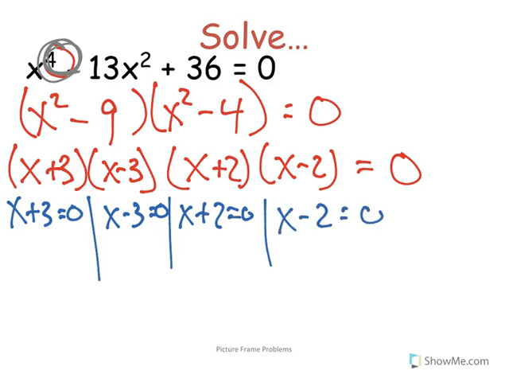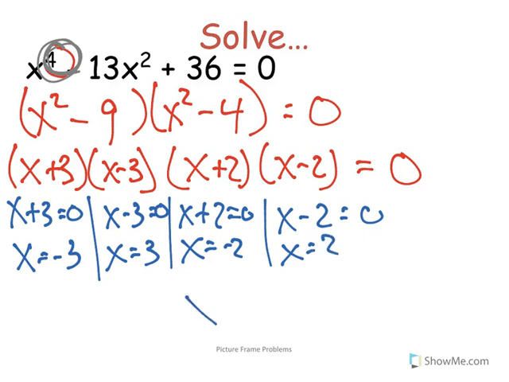So I get x is negative 3, I get x is positive 3, I get x is negative 2, and I get x is positive 2. And if I want to streamline that in my solution set, I can put plus minus 2, and then plus minus 3. Or if you really want to write it out, negative 3, negative 2, 2, and 3. And all four of those solutions will check if you were to substitute them back in.